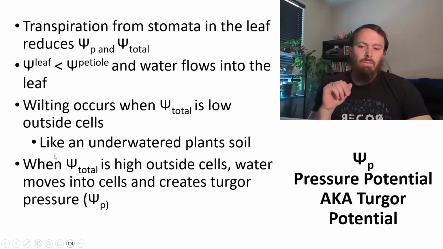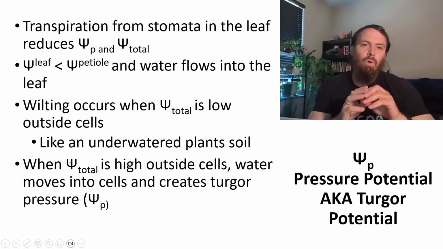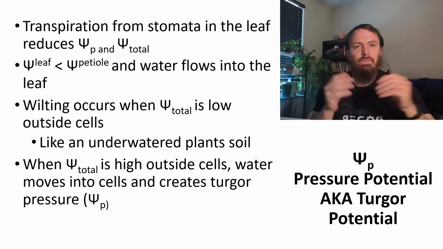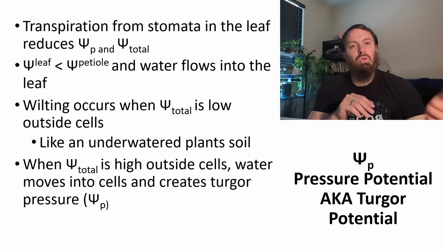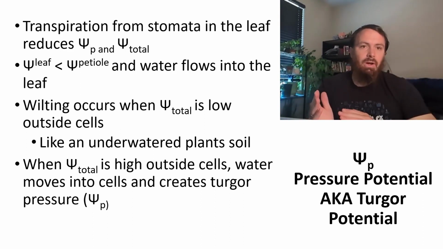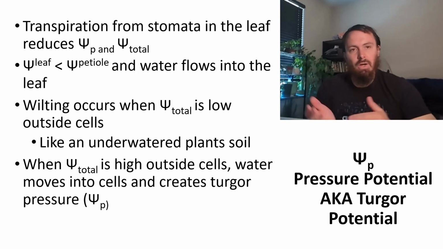Now, when water potential is high outside the cells, water will move into the cells, just like we've been talking about, and create turgor pressure and stop the plant from wilting. So if you see a wilted plant, you know that the water potential in that plant was higher than what it was in the other area, and therefore it started to wilt because water started getting drawn away.